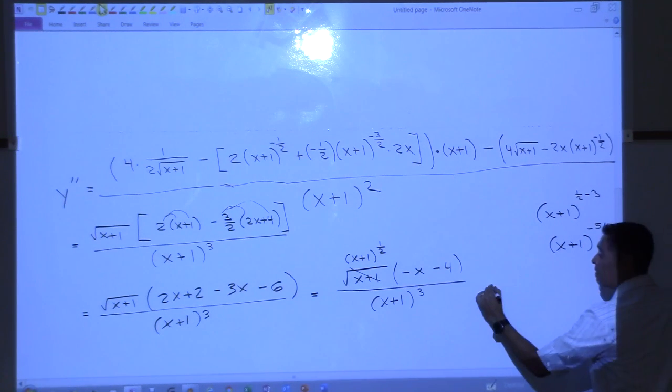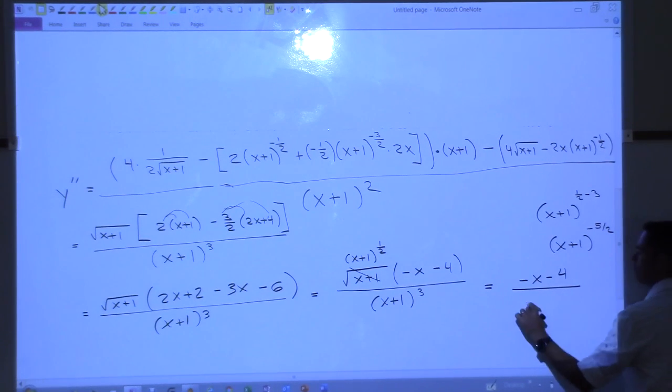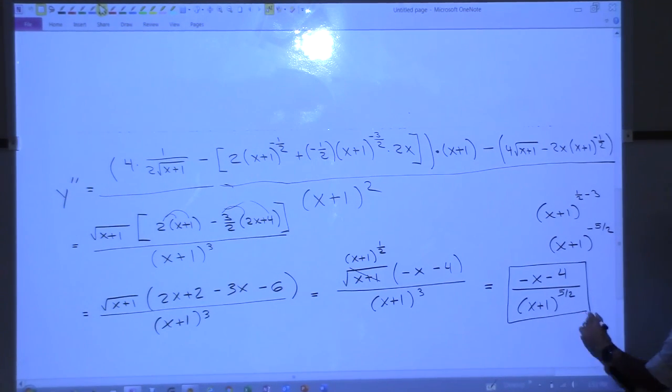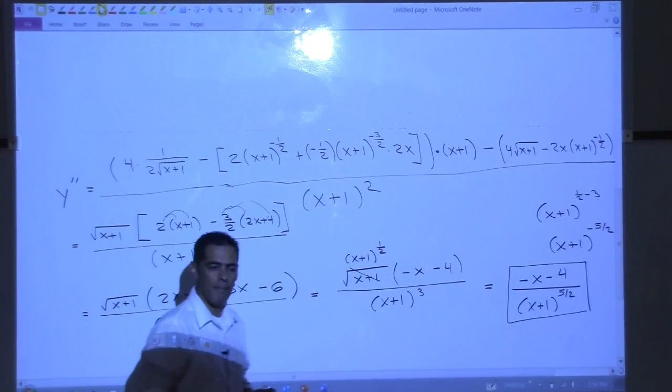So my final answer is this: negative x minus 4 over (x+1)^(5/2), because what I did is I took this answer and dropped it back down as a positive exponent. So I could have a positive exponent. And this is your second derivative. Should be, hopefully, yes? Is that the back of the book answer?